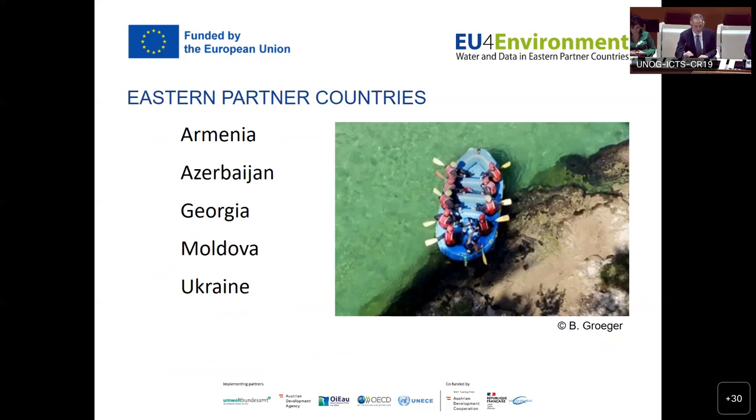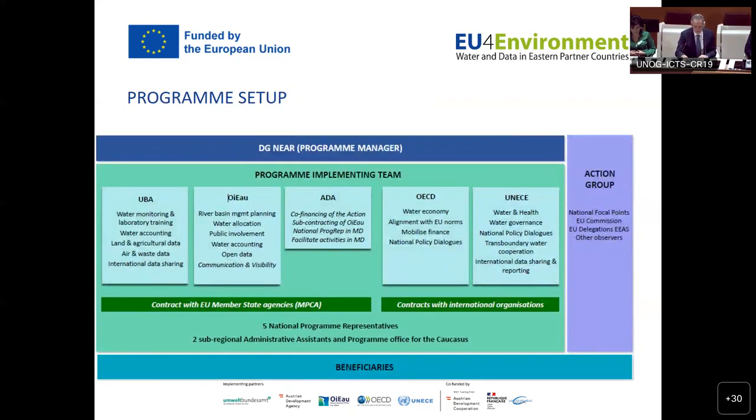Who is on board? Five countries: Armenia, Azerbaijan, Georgia, Moldova, and Ukraine. Greetings to all of the colleagues who are present here, and we are already in contact. Short overview of the program setup. The program is under DG NEAR, and a program implementation team was set up consisting of five institutions: the Environment Agency Austria, shortcut UBA, Office International de l'Eau, the Austrian Development Agency, OECD, and UNECE. We all have contracts with DG NEAR.